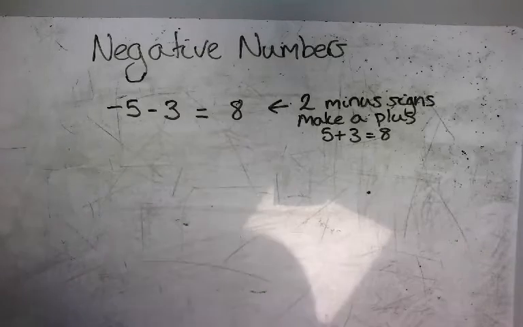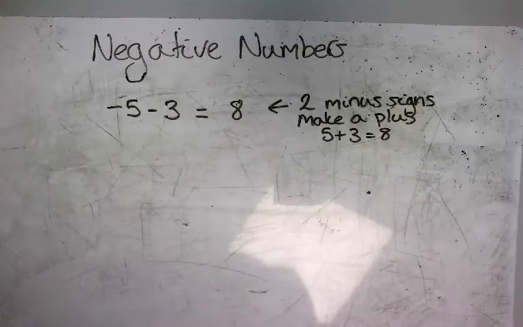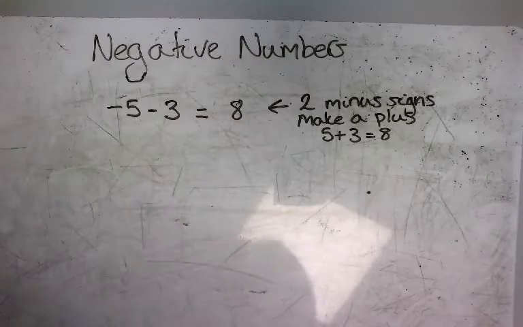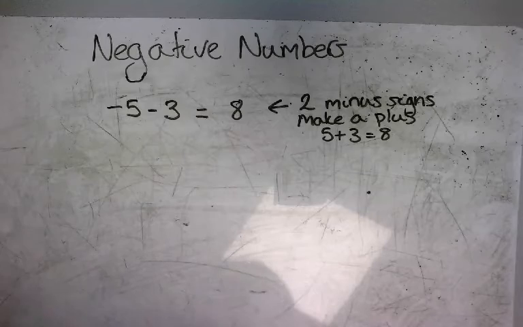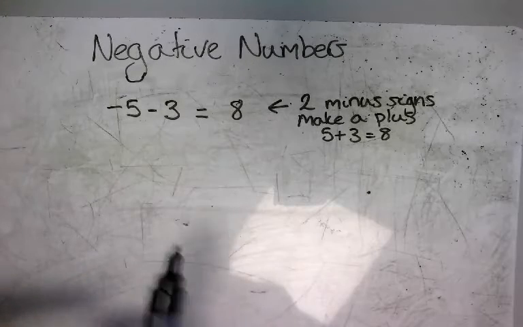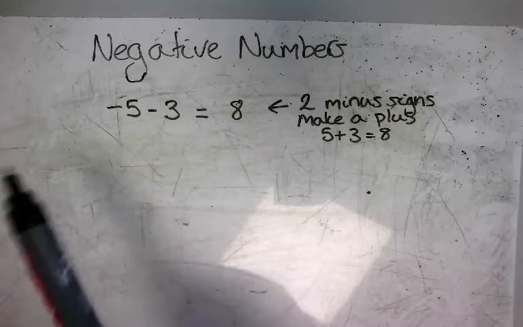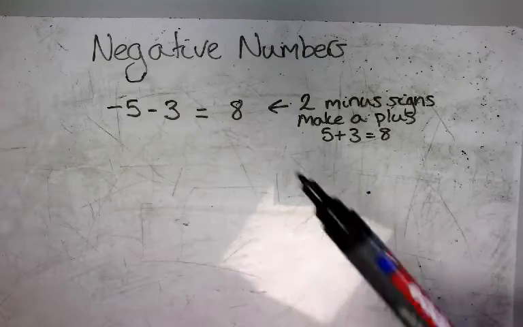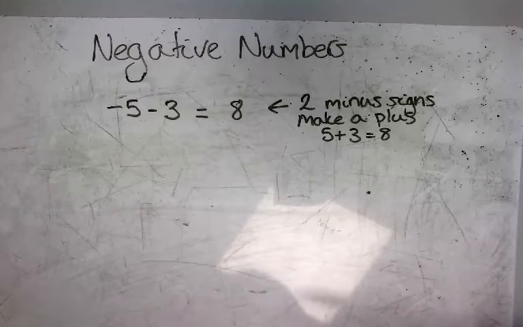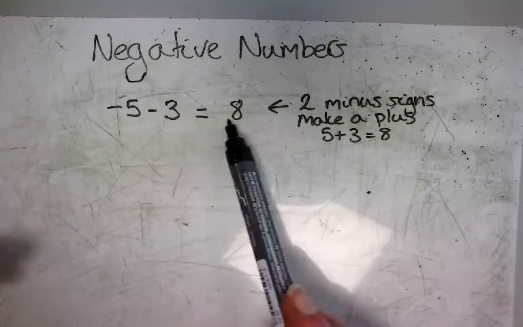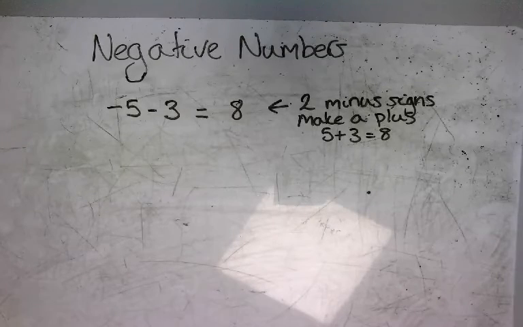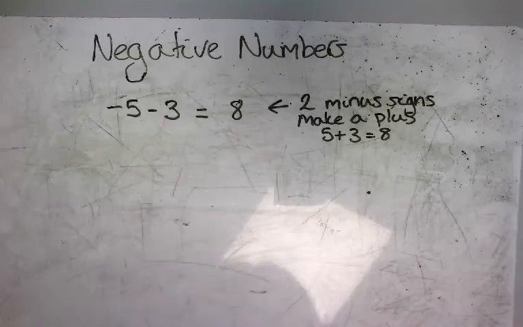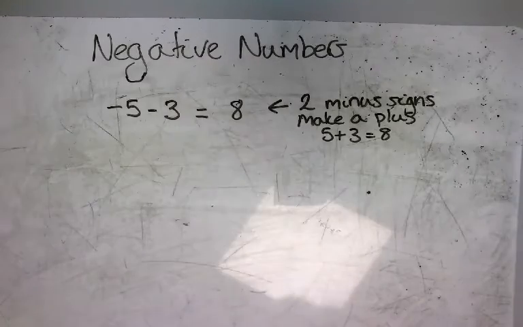I want to have a quick little look at some conceptions that we can have with negative numbers here. A lot of the time we hear people say two minus signs or two negatives make a plus. In this case, we've got negative 5 take away 3, so we've got two minus signs in this equation, so that should make a plus. So then do we get the answer 8 because 5 plus 3 is equal to 8? Well, hopefully that's ringing some alarm bells, because that's actually not the case at all.